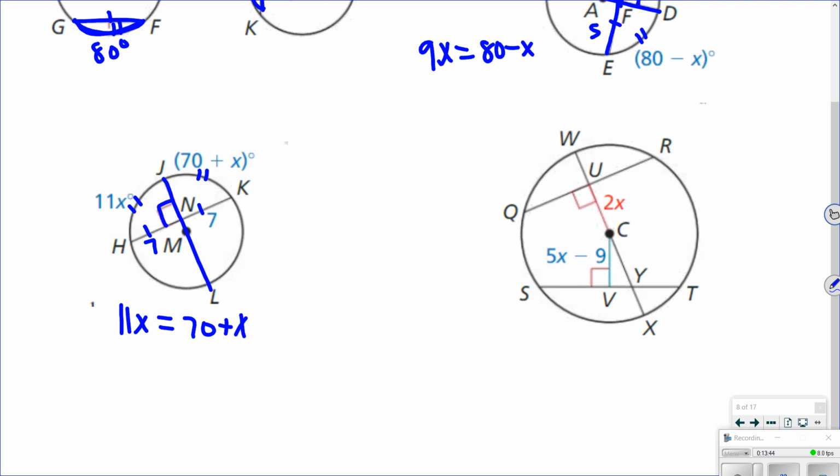Again, there'd have to be some given information on this last problem. Look down here on the right side. Like we're missing some information here. But let's say it told us that arc QR was congruent to arc ST over here. So let's say we knew that those two were congruent. Well, if they're congruent, that means their distance from the center has to be congruent. So we could set that up: 2x equals 5x minus 9, and you could solve that problem from there. You could work it out and solve it.